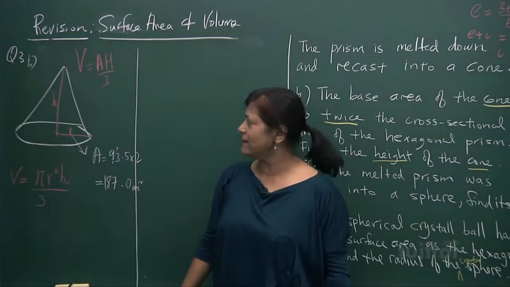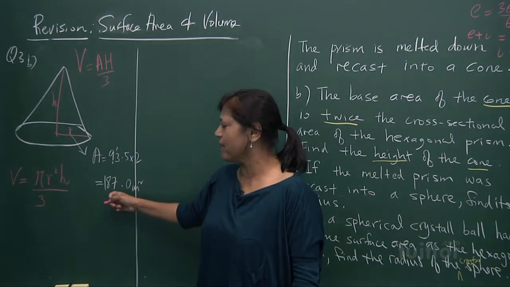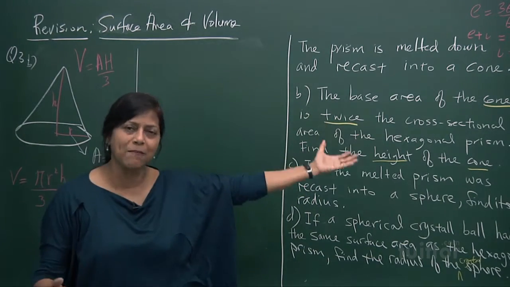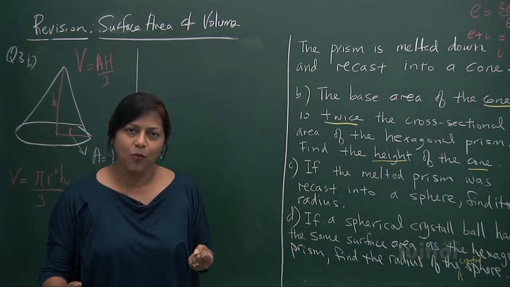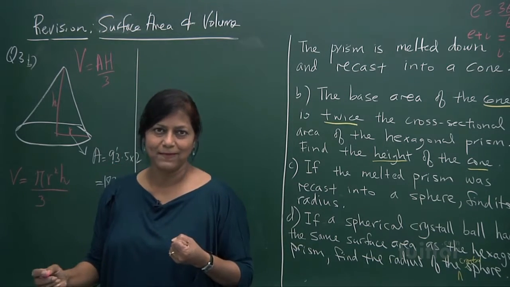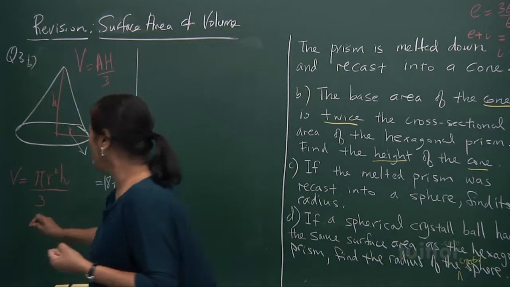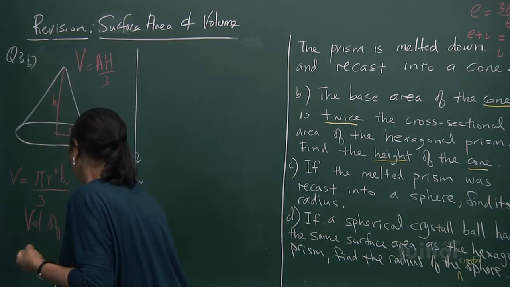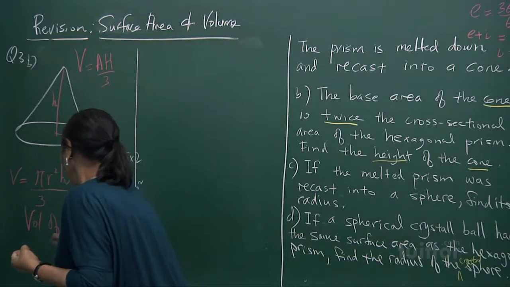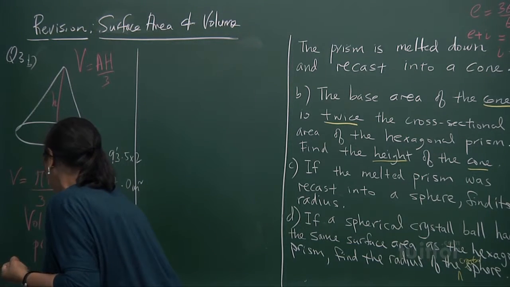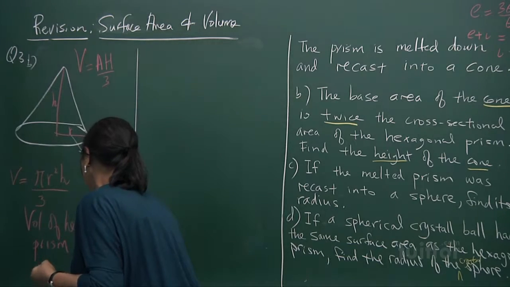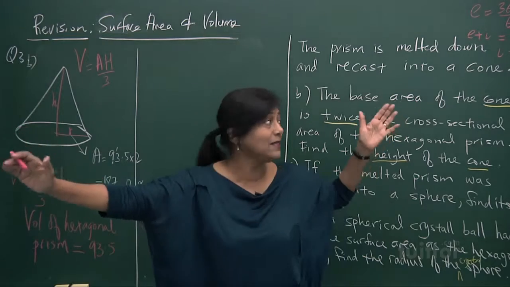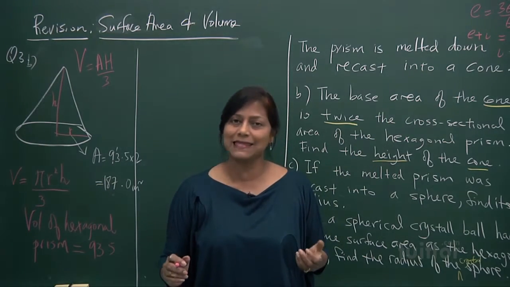So my dear friends, you've got the area of cross-section. So what is this volume? The volume is the same as that of the prism. So what was the volume of the prism? Can you tell me the volume of the hexagonal prism? Yes, you've got the area of the cross-section times the height. And the cross-section is 93.5 times the height. And the height here was 35 cm.